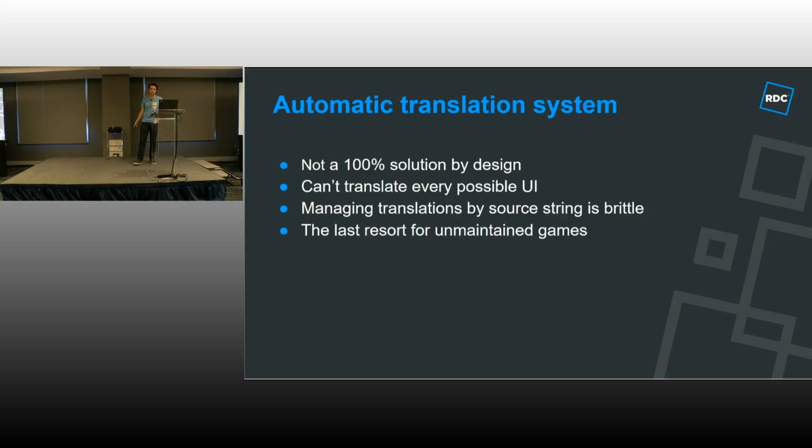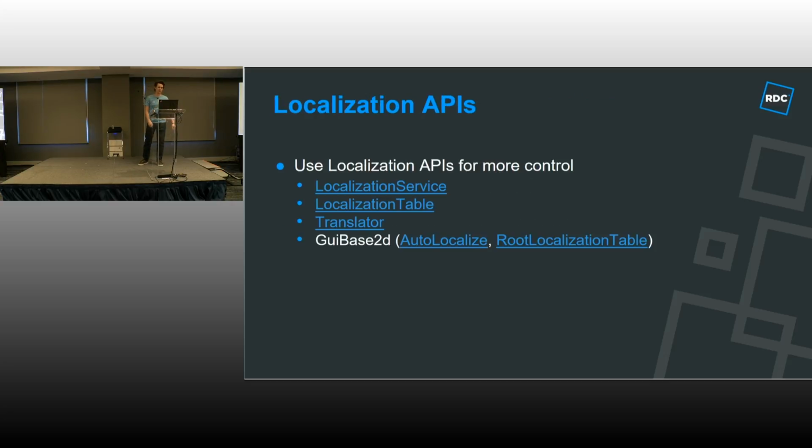So also managing translations by their source string is kind of brittle. If you change your source code or you change your text in the data model, you're going to get those translations' source and your text mismatching, and it's not going to translate anymore. This is really hard to keep consistent. It's kind of the reason the system really exists. It's also sort of the last resort for unmaintained games, which is a case that we do want to support. We want to be able to localize unmaintained games.